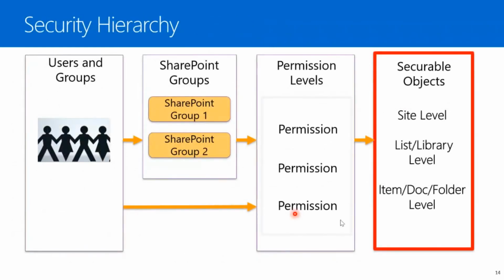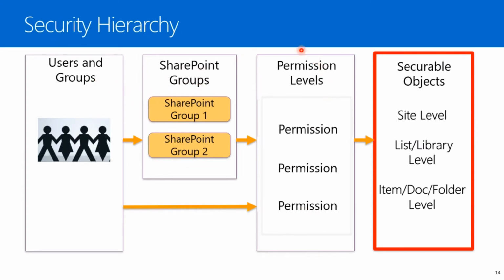Okay, so this diagram that you see on your screen represents the security hierarchy in SharePoint Online. On the left-hand side, we have users, and we have also indicated groups of users. The group you see here could be an Active Directory group. These users and the Active Directory security groups can be collated. They can be a SharePoint group, which can be created with these users and AD security groups.